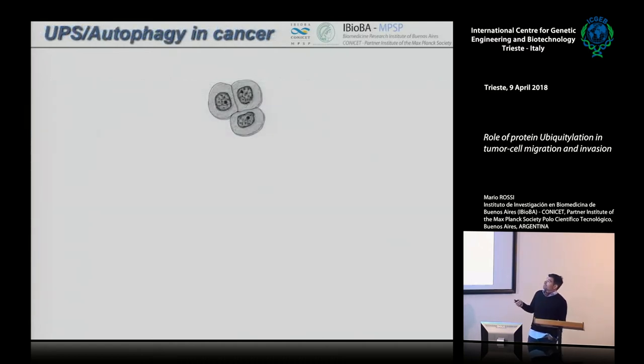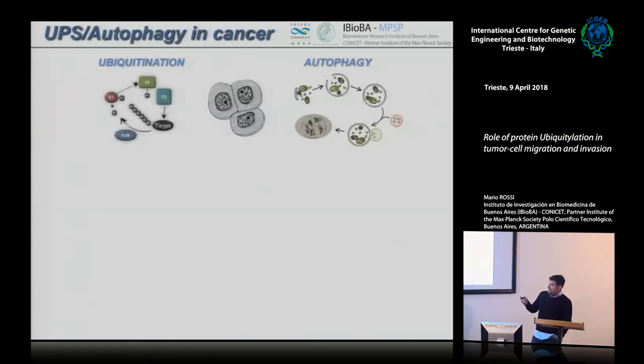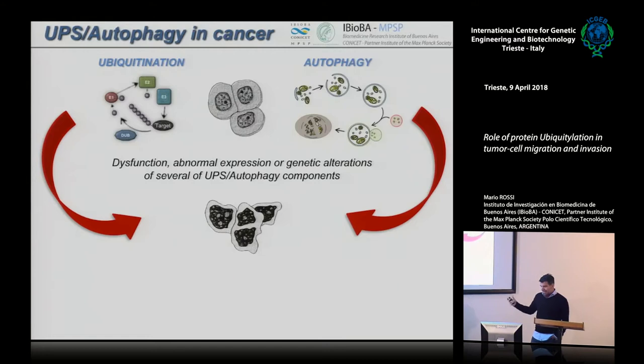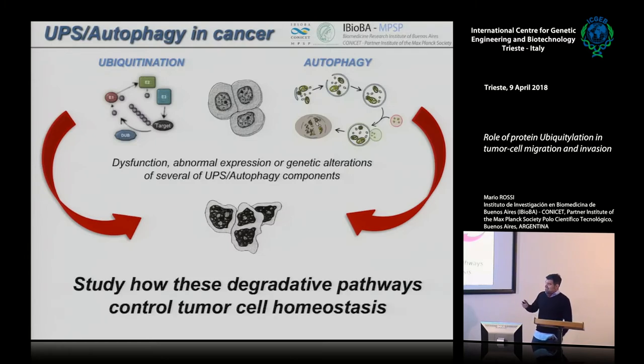So basically what we are doing in our lab is, as I told you, in normal cells, autophagy and ubiquitination play an important role in maintaining cellular homeostasis, and when they are deregulated, they, among other things, and the aspect we were interested in, contribute to the tumorigenic transformation of the cells. And so what we are trying to understand, or contribute to finding, is which components are involved and in which way they contribute to these processes.